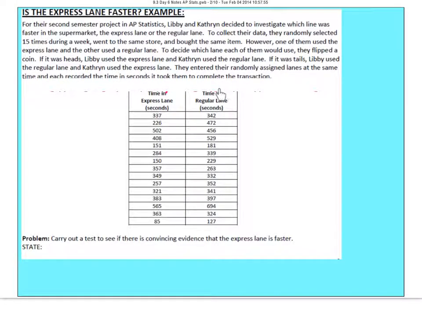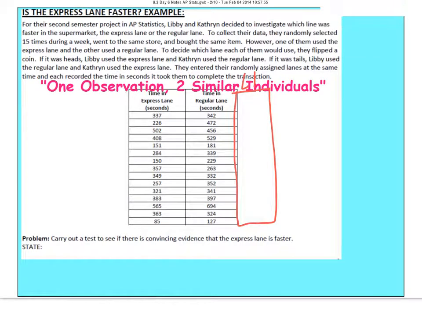Well, folks, we could actually take this data and create a new set of data. We could compute the differences, which would basically, if you think about it as a one variable stats to get some mean and standard deviation data, we could create one new list. So in this case, what we would see is we could create one observation with two similar individuals and get one new answer for each.